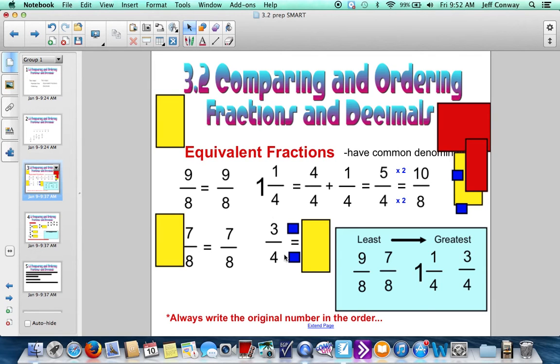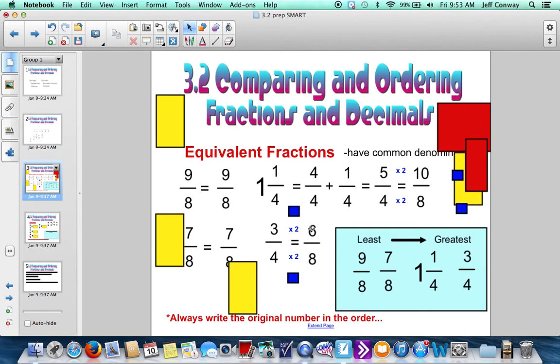Because we've already got the 3/4 on its own, we don't have a whole number. We can just go straight to our multiplying. We're going to do the same thing we did with the other one. We're going to multiply the top and the bottom by 2, because we want to make our denominator into 8. And then we end up with 3 times 2 is 6, and 4 times 2 is 8. So 3/4 as an equivalent fraction is 6/8.